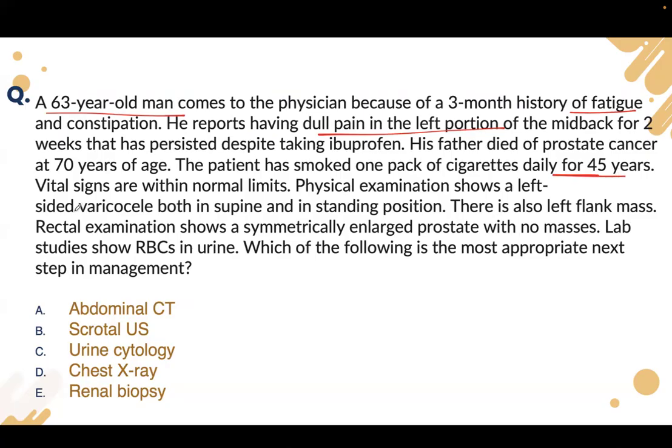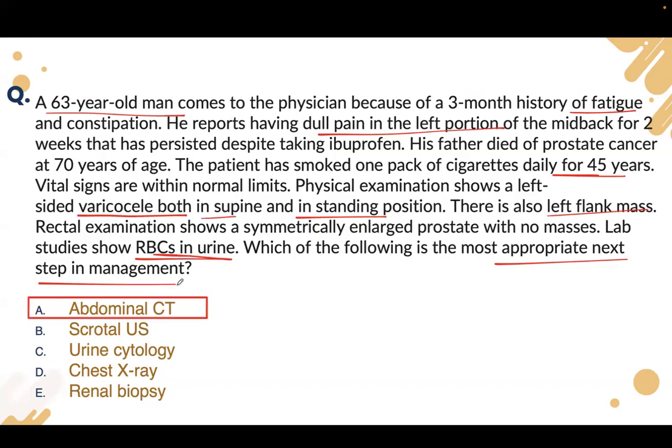Physical examination shows left-sided varicocele in supine and in standing. There is also a left flank mass. Rectal examination shows a symmetrically enlarged prostate with no masses. Lab studies show RBCs in the urine. Which of the following is the most appropriate next step in the management? So I want you to pause and then try to answer. And the answer is A, abdominal CT.